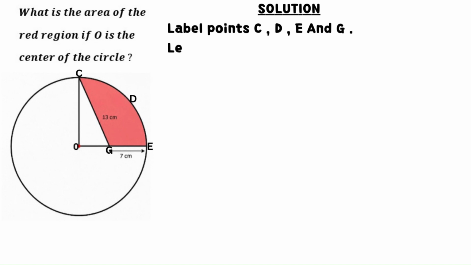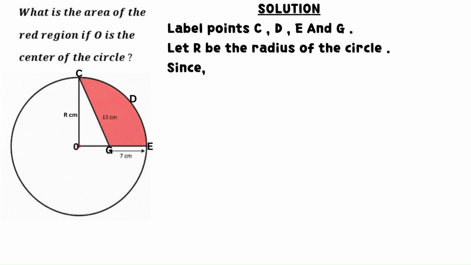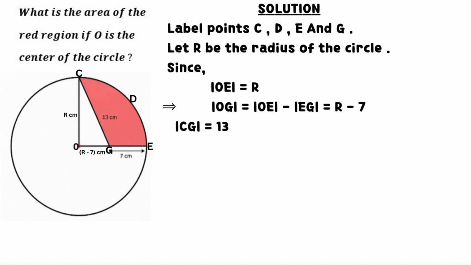Solution. Label points C, D, E, and G. Let R be the radius of the circle. Since length OE equals R, this implies that length OG equals length OE minus length EG, which equals R minus 7. Also, length CG equals 13 and length OC equals R.